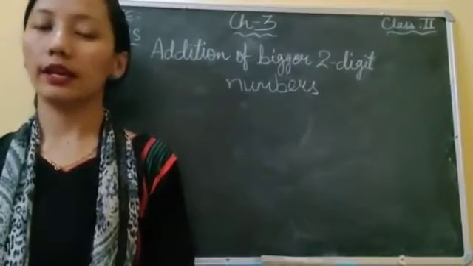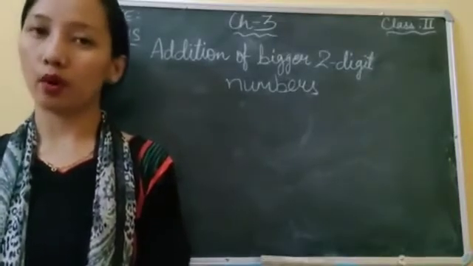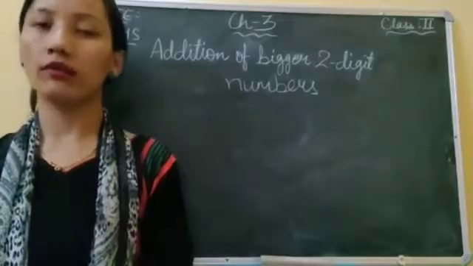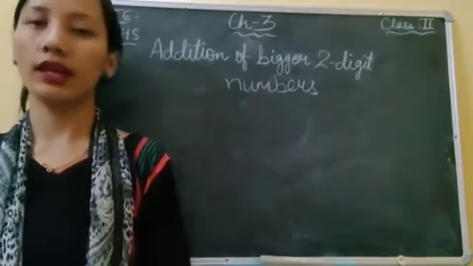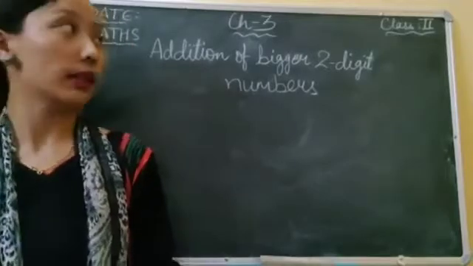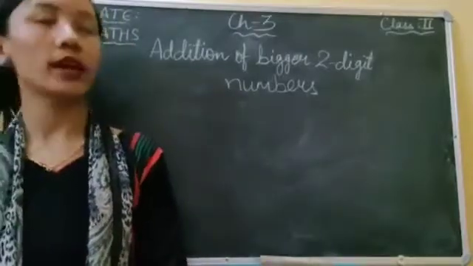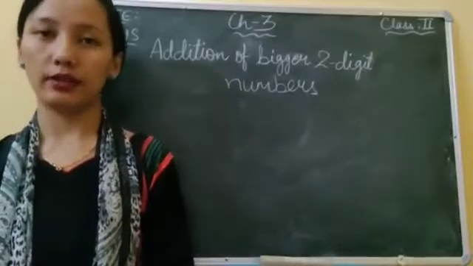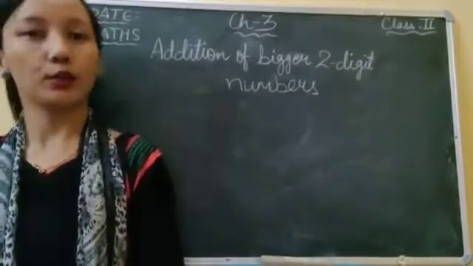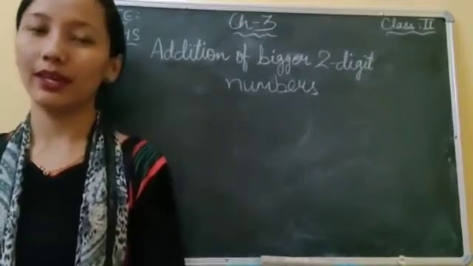So students, in our last video, we have done properties of addition of 2 or 3 digit numbers with carry, right? So today in this video, we are going to learn addition of bigger 2 digit numbers. Alright, this is very simple addition. Let us do some examples to understand this, okay?